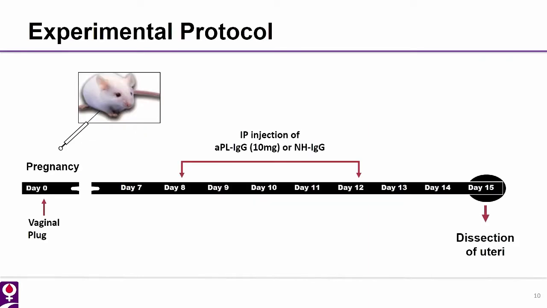Much of what I'm going to talk about comes from murine models of antiphospholipid syndrome. And this particular murine model is a passive immunization model that's popular in several labs around the world. And the pregnant mice are injected with polyclonal or monoclonal antiphospholipid antibodies or control antibodies. And then the outcome of the pregnancy is looked at usually on day 15.